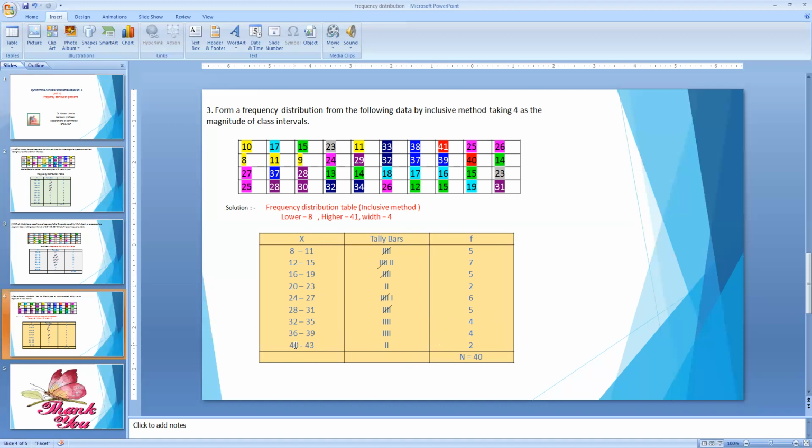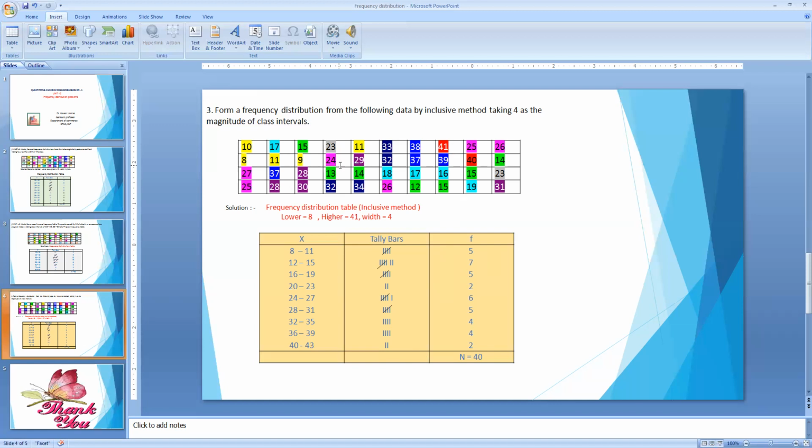Let us go for the last frequency. The class interval that is 40 to 43. There are two numbers, one is 41, another one is 40. So these are the two numbers. After writing the tally bars and frequency, we have to check whether adding all these values equals 40. So as many numbers as there are in the values have to be represented in the total column.